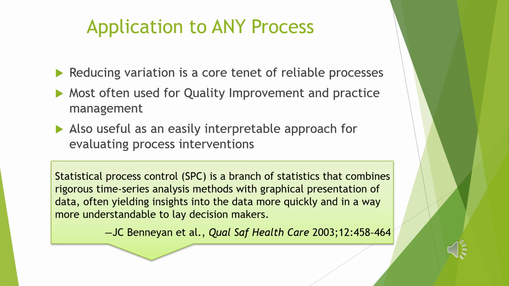And this guy, Benneyan, said statistical process control is a branch of statistics that combines rigorous time series analysis methods with graphical representation of data. It yields insights and quickly finds a way of understanding for decision makers. So what he's saying here is we can look at trends, we can look at data, we can look at variation. It's a snapshot for us, of any process.